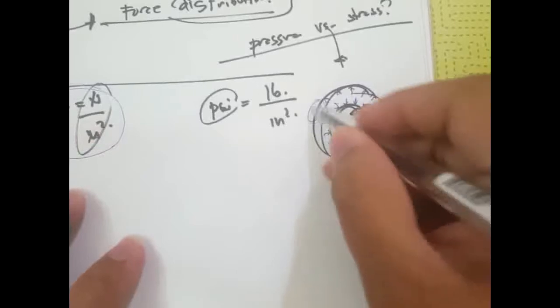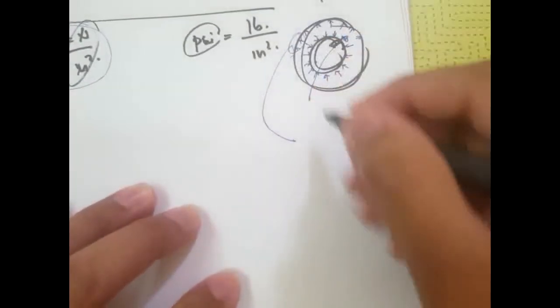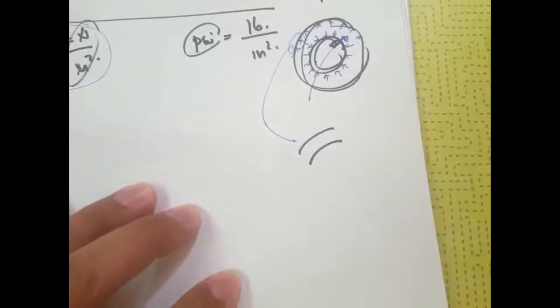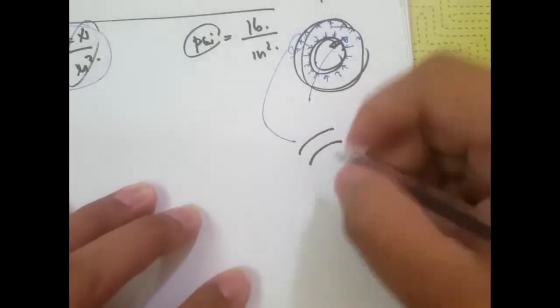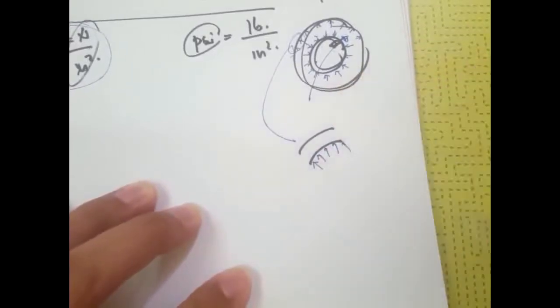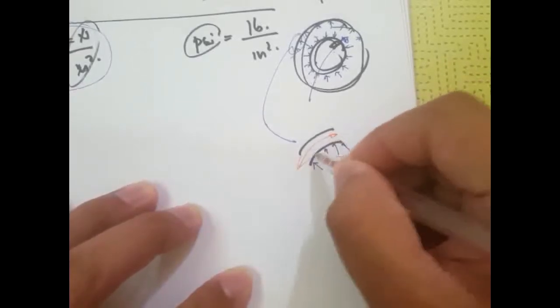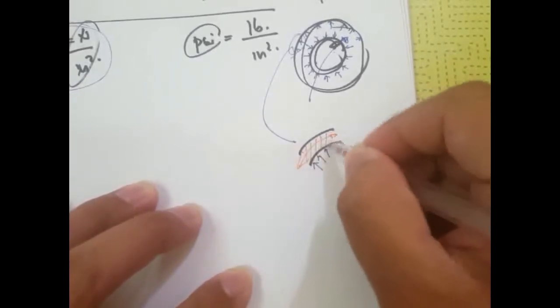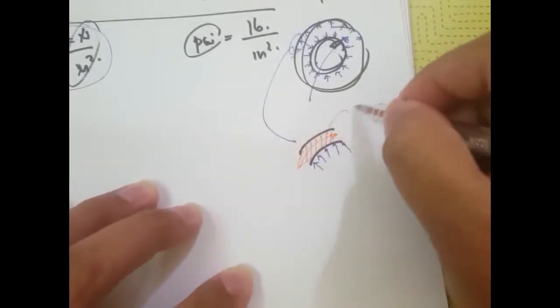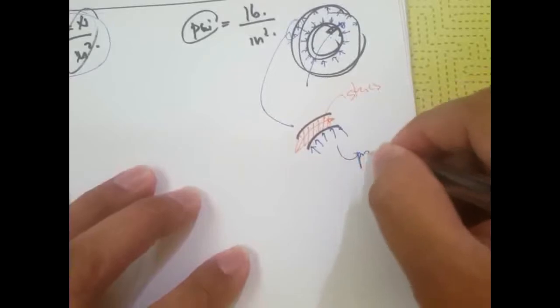Okay, so when we say stress, this is internal. So let's take a small portion of the tire right here. Let's say this is the pressure. This is external, right? But if we want to check the internal force distribution right here, the forces in this material or inside the material, that's what we call stress. And this one is pressure.